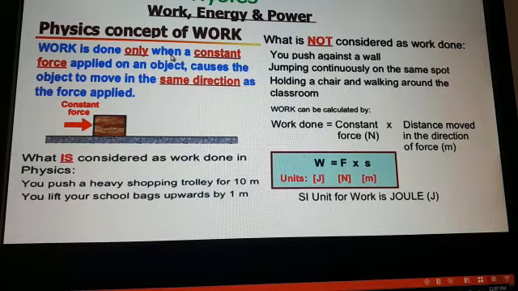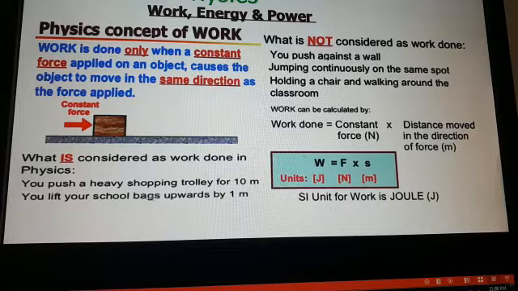Work is done only when a constant force applied on an object causes the object to move in the same direction as the force applied. And work is the motion against opposing force. And here it is a constant force, what is considered as work done in physics.